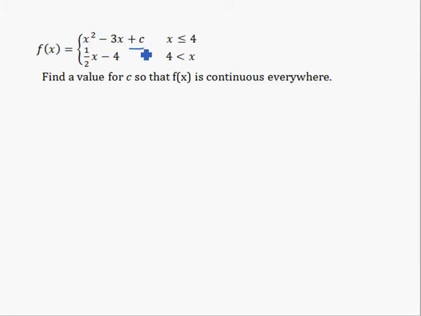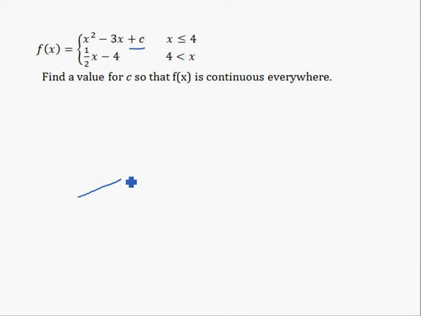c is just some number, so this is just a parabola, and it's continuous everywhere on the domain that we set for it, which says x is less than or equal to 4. So this is continuous from negative infinity all the way up to 4, no problem. Well, I guess it might not be continuous at 4 because it stops at 4, so we don't know what's happening on the other side.